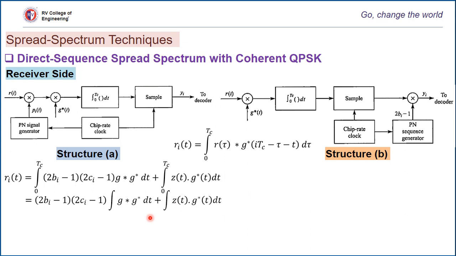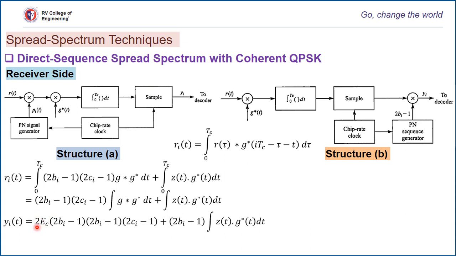Now we'll pass this matched filter output. This is the matched filter output which is obtained at this point, and this is multiplied by the PN sequence generator. Sorry, this is actually the case with structure B, I beg your pardon, which is first sent through the matched filter. A sample is taken, and then finally the PN sequence generator is multiplied with this output, with which we will get 2Bi minus 1 into 2Bi minus 1, which is 2Bi minus 1 the whole square, which will be 1 irrespective of Bi being 0 or 1.